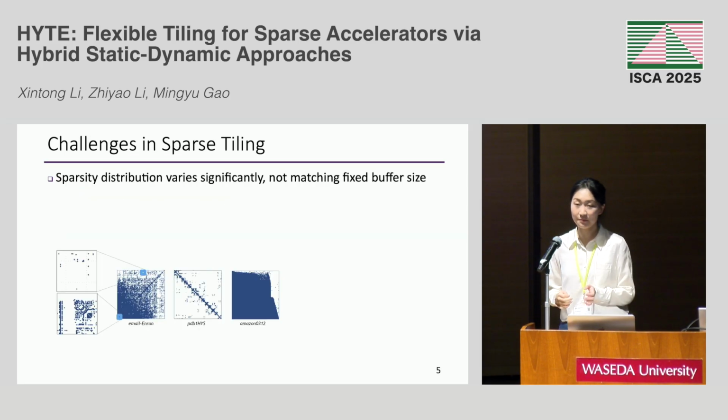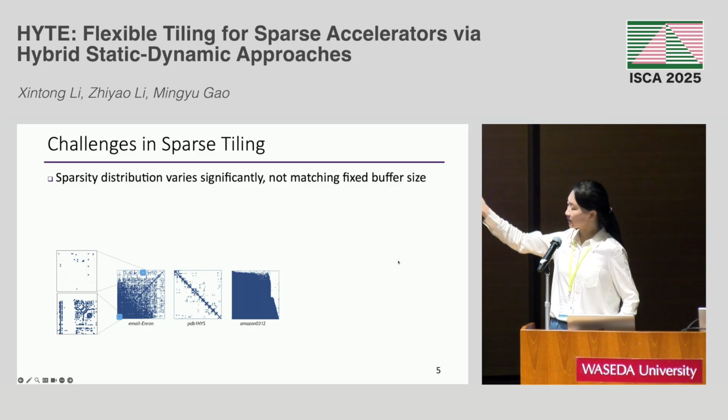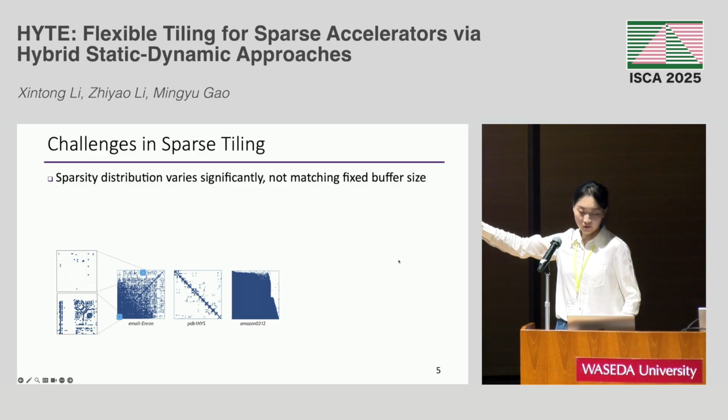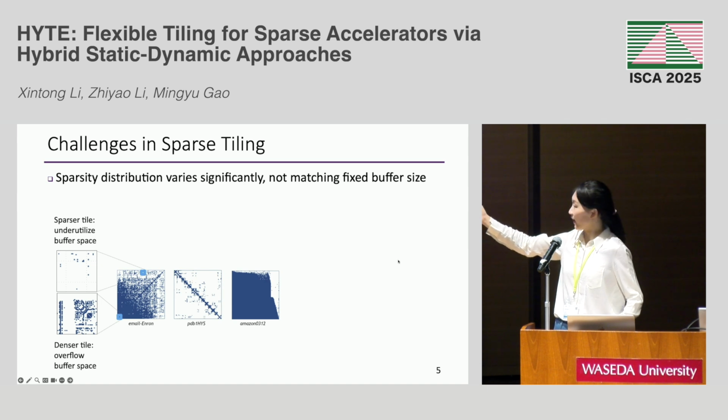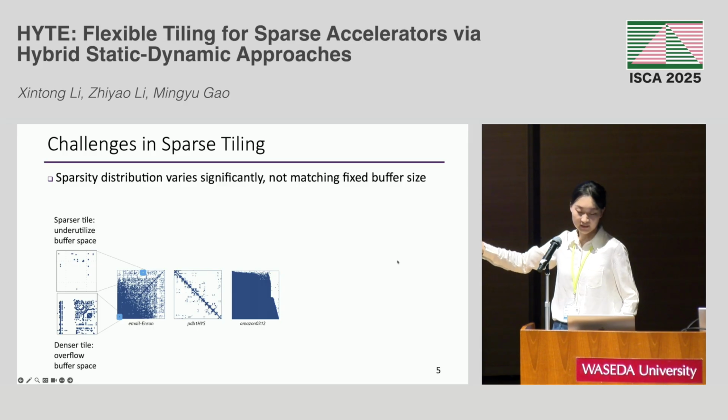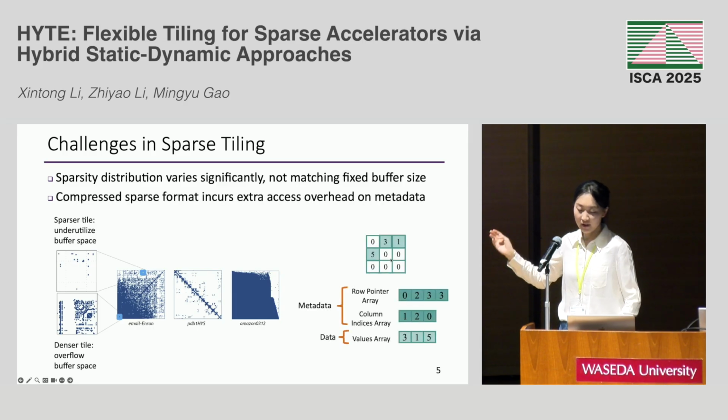So what makes tiling sparse tensors different from dense ones? First, sparsity varies across tensors and even within the same tensor. For sparse regions, it will underutilize the buffers, while for dense ones, it can cause memory access misses. Second, compressed formats like CSR add overhead from extra metadata accesses.